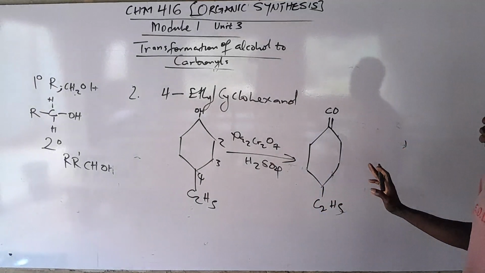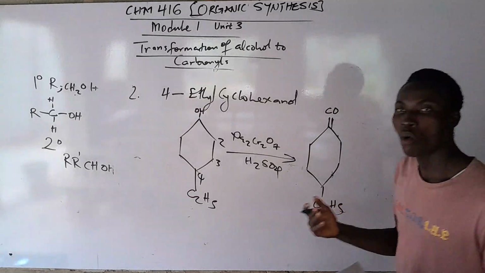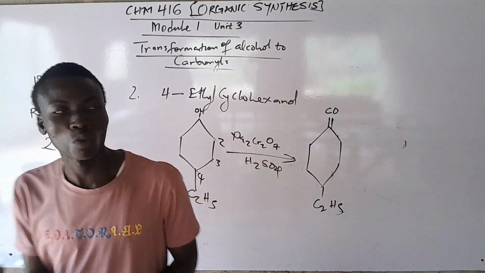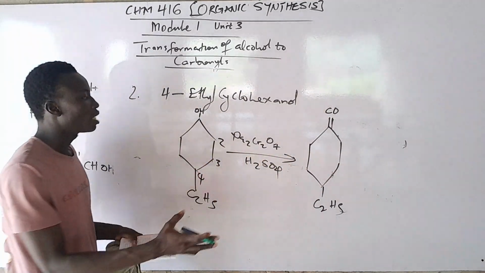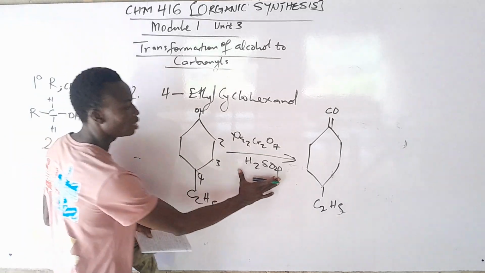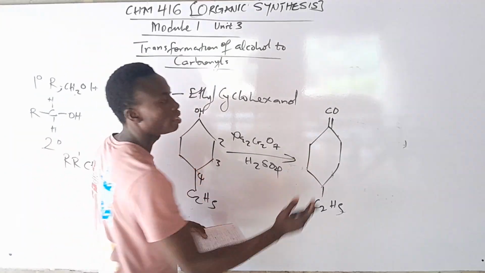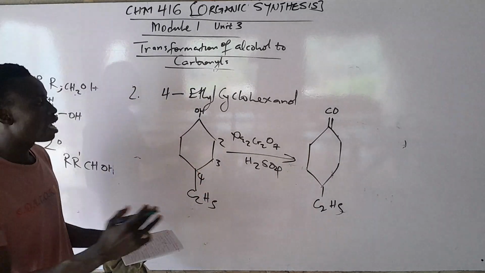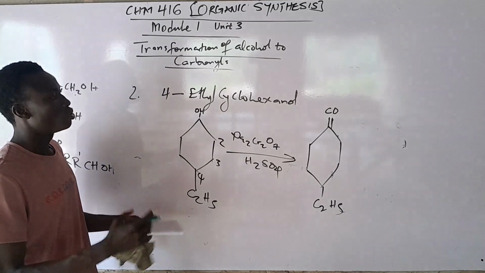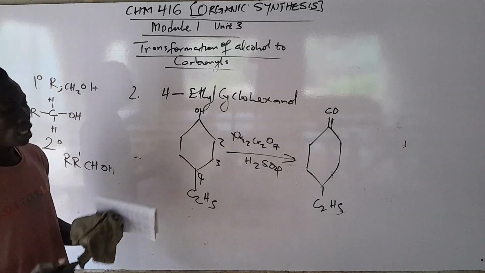So I want you to take note of this carefully. You can come across a question on it. From one of the past questions, they asked something related to this. You were given this, in the presence of this, then you were asked to write the product formed. You either draw the structure of the product or write the name of the product formed.